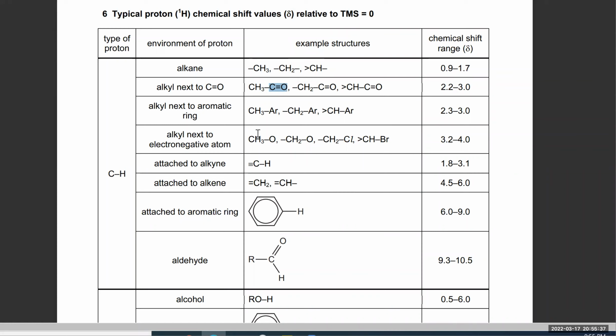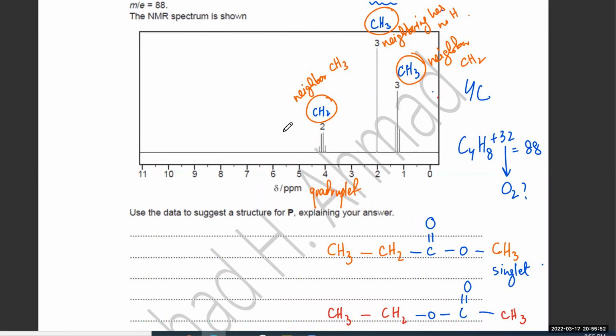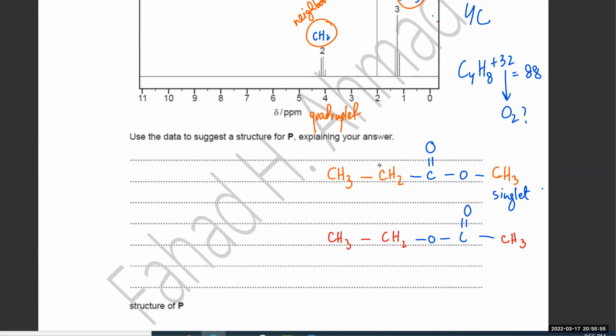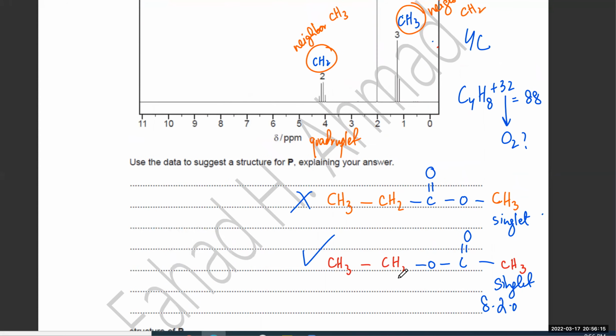Yes. If it was next to a carbon that was bonded to a single oxygen, that would resonate at somewhere around 3.2 to 4. So in our case, it's 2. So we know that this singlet is right next to C double bond O because it's around 2. So it's going to be this one. The other one is not going to be correct, because our singlet peak at a chemical shift around 2 indicates that it's right next to C double bond O. Is that clear? Yes, sir. So this one over here is the structure of the molecule, which we have figured out.